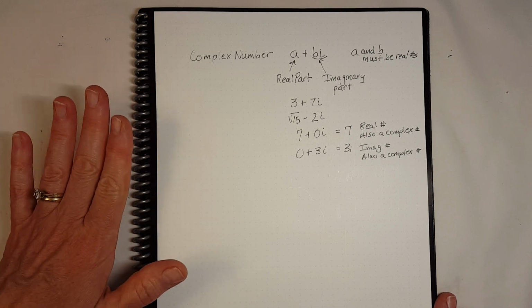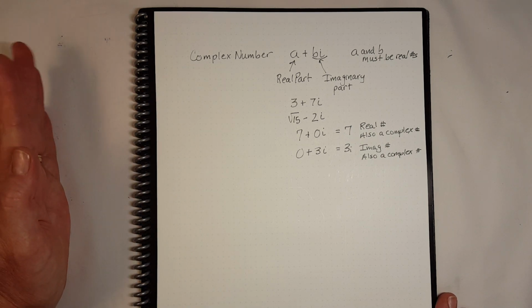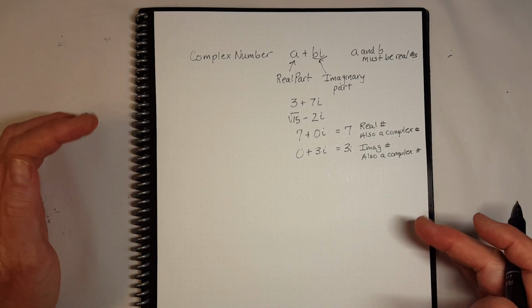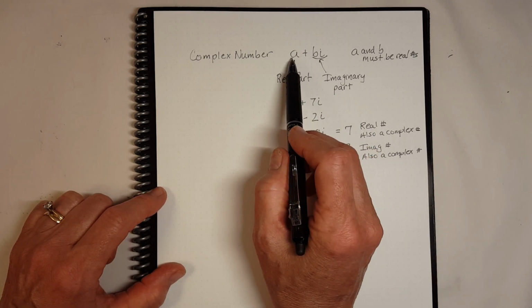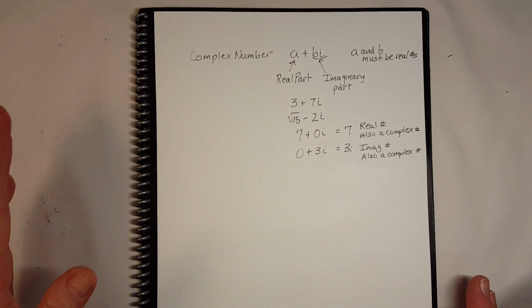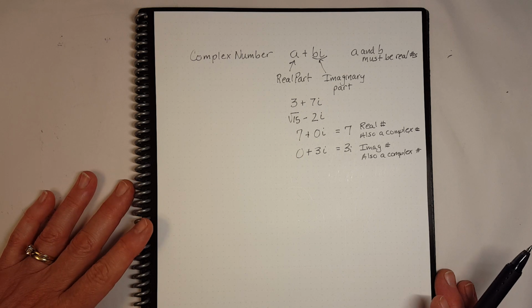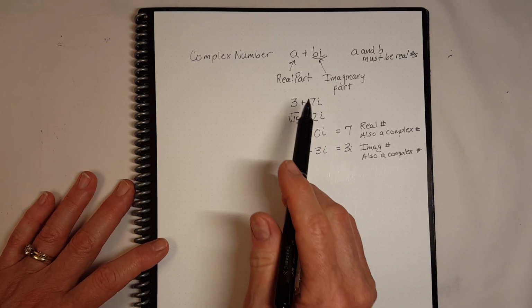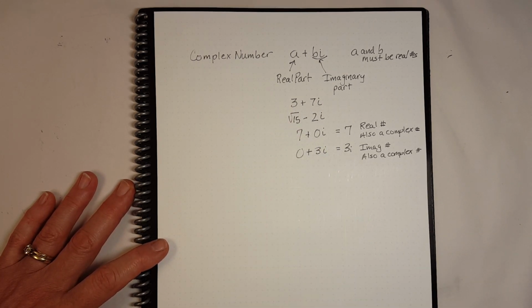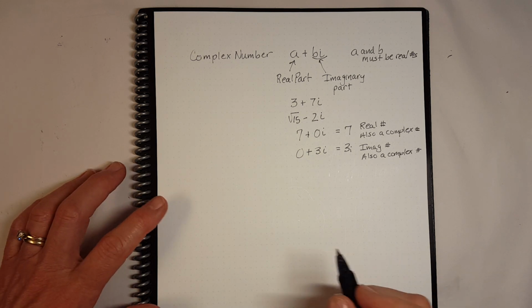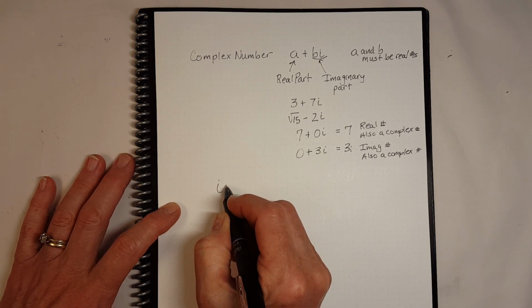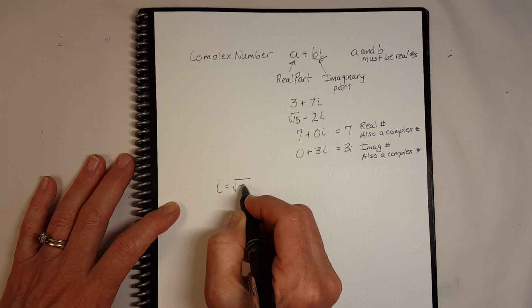Okay, so when we talk about a complex number, it includes real numbers, it includes imaginary numbers, and it includes combinations of them where a and b are both not 0. That would be one that has a real part and an imaginary part. Okay, so when we start to talk about these numbers, we need to make sure that we understand what is i. So i is defined as the square root of -1.